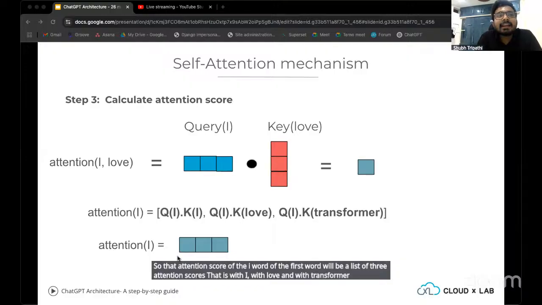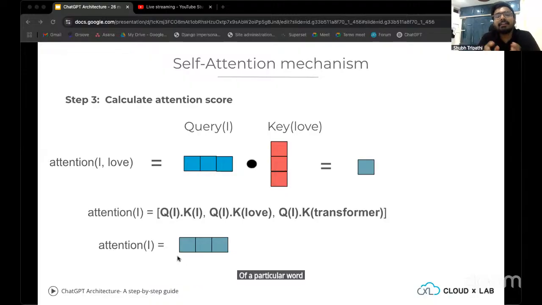In case there are n words in our input, the attention score of a particular word will be a list of n elements. So I think that it's clear to you.